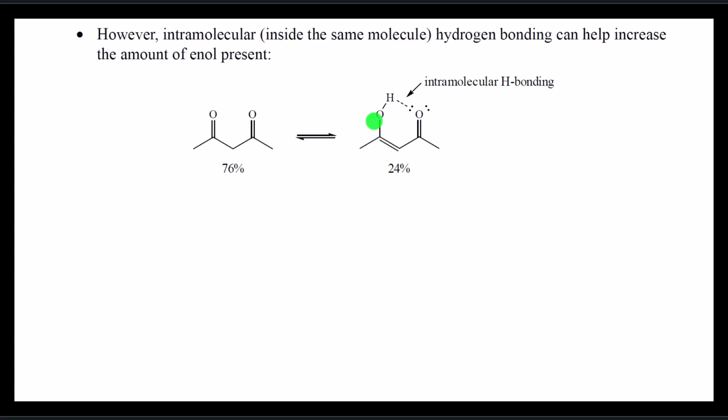This is favorable because if we look, this essentially forms a pseudo six-membered ring. And we know that six-membered rings have no ring strain. In this case, then, we can have as much as 25% of the enol form of this ketone present.